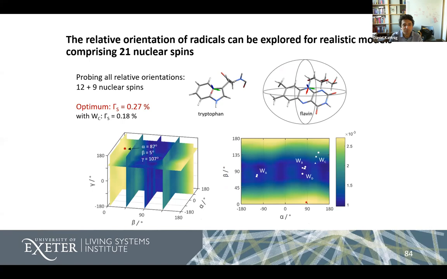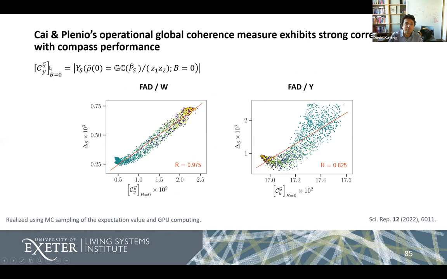This is a more recent study where we have looked at tryptophan-flavin radical pairs for all possible relative orientations of these two radicals, and found that, interestingly, there is in fact a measure of global coherence that correlates with the compass sensitivity. And this suggests that it's not entanglement, but global coherence, meaning coherence that involves not only the electronic states but also the nuclear spin states, that could underpin cryptochrome's magnetic field sensitivity.